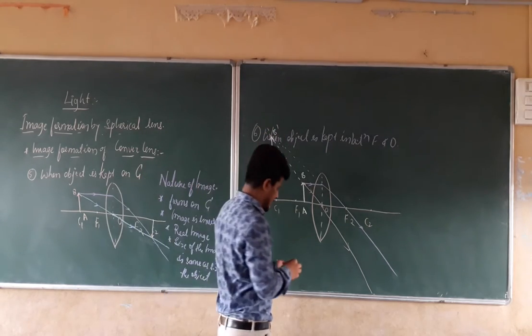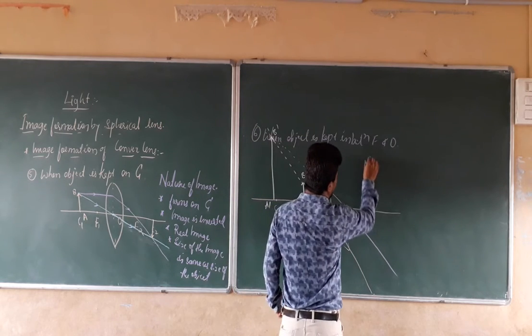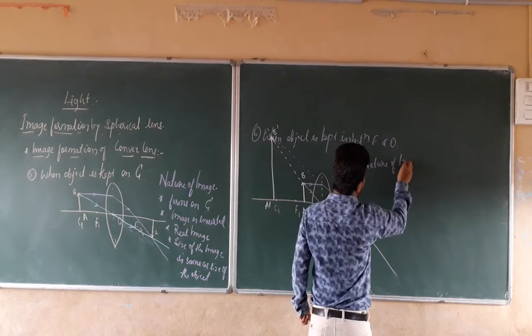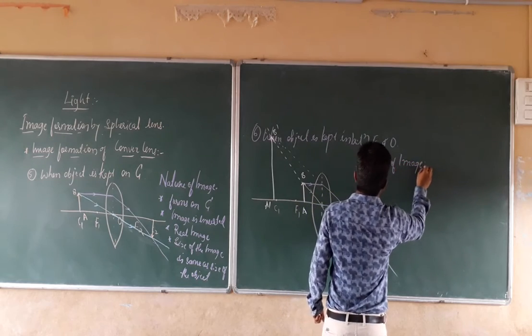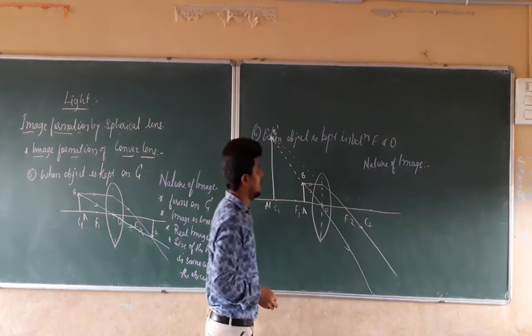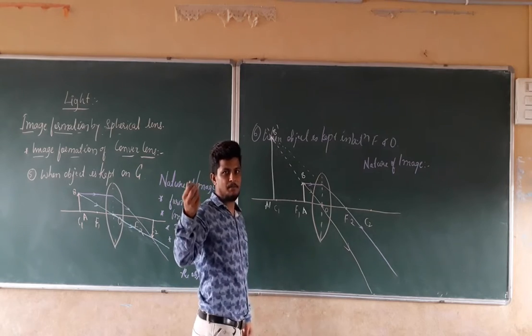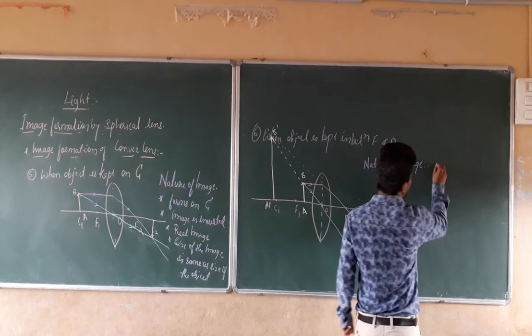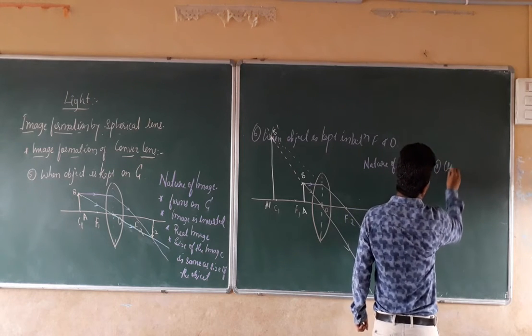Right? So when you check that image, what will be the nature of the image? The nature of the image. When you see that image, first, it is an erect one, upright. When you see this, it is an upright image or erect image.